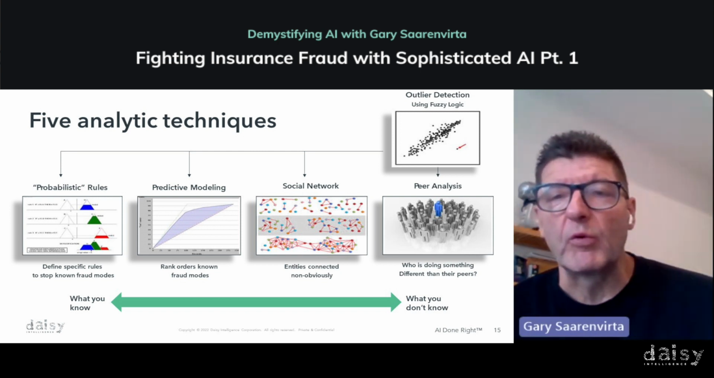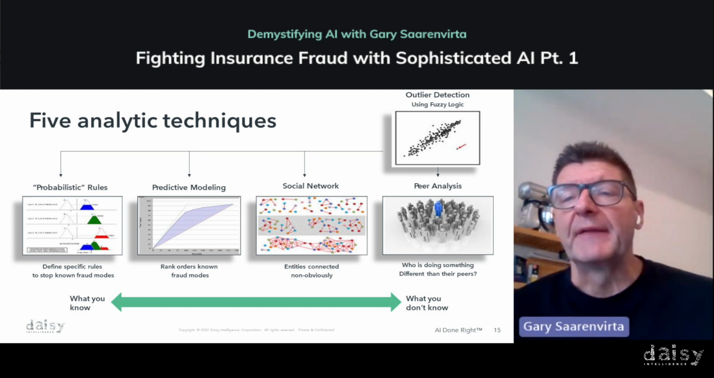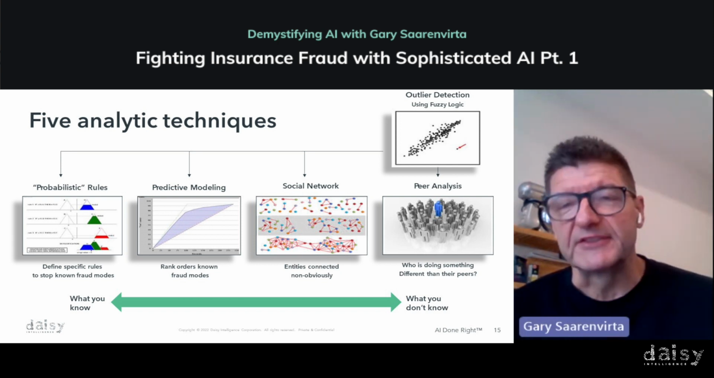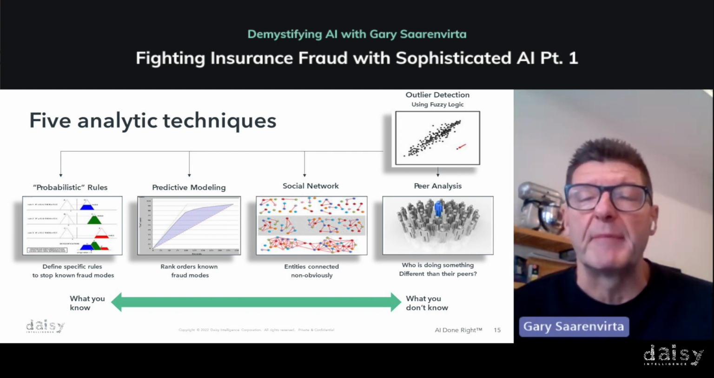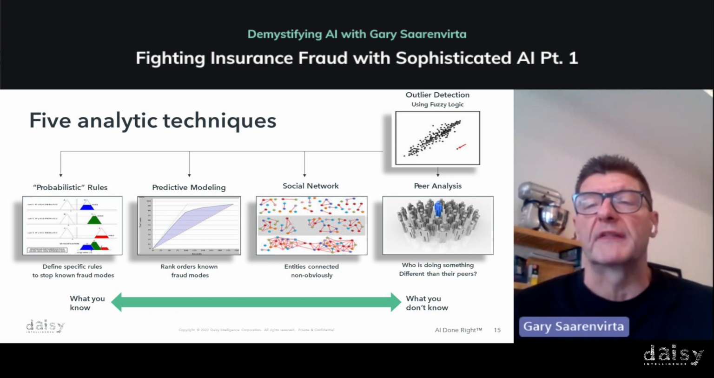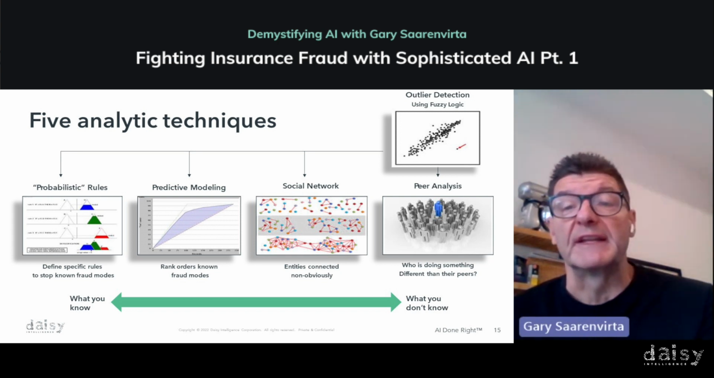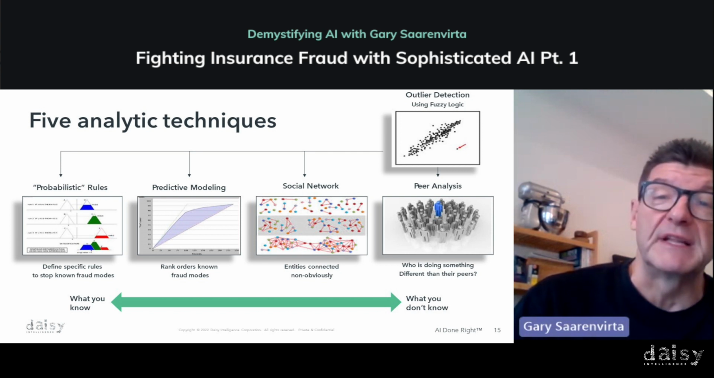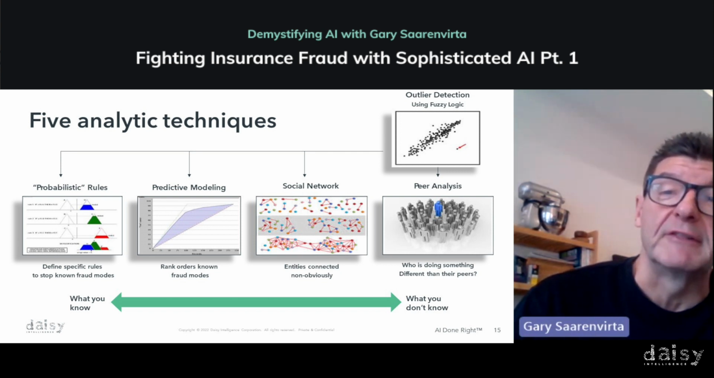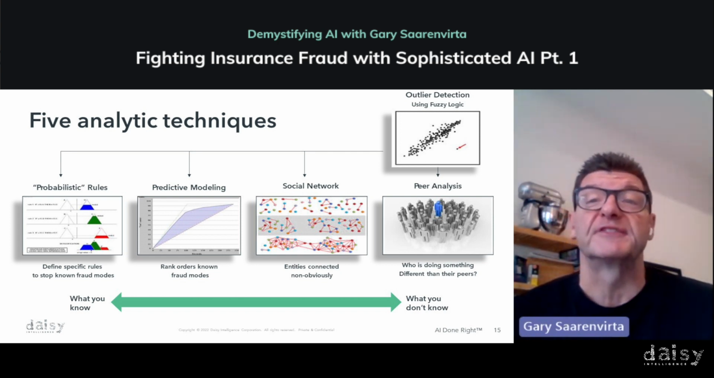Then we do social networking, where we connect individuals or claims together in non-obvious ways. And then we do peer analysis, which is looking at entities that are different than their peers. This could be people, it could be a claim itself. Is there something different about this claim, or this person, or this network than everyone else? On the right-hand side are things that you don't necessarily know. On the left is what you already know: to build a predictive model, you have to have lost $1 million already. You have to have labels, whereas to do peer analysis, you don't have to have lost anything. We can find the first instance of a new fraud.